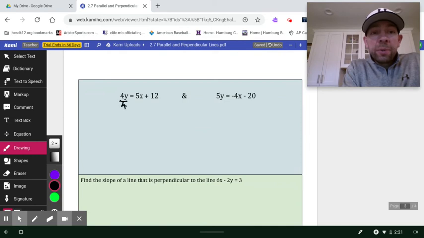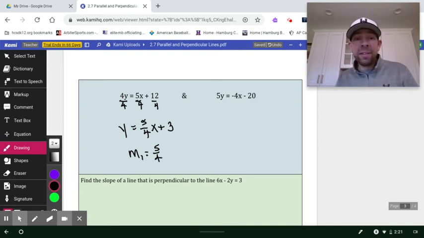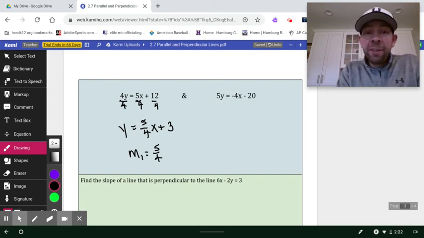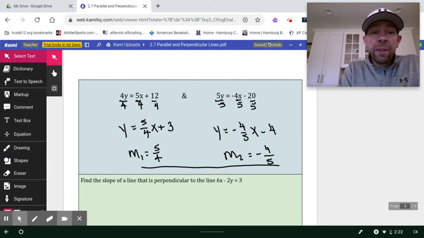This first equation, we'll divide everybody by 4, making y equals 5/4 x plus 3. So therefore, the slope is 5/4. Now, what I'm anticipating here is that the slope of this next line is going to be negative 4/5 if they truly are perpendicular. Let's see if that's what we get. Let's divide everybody by 5, and y equals negative 4/5 x minus 4. Yep, there it is. And since this one has a slope of negative 4/5, these slopes are negative reciprocals, and the lines are perpendicular.